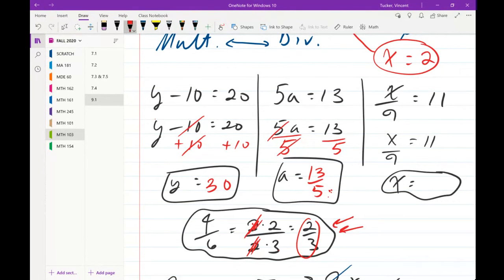So the last one like this, x divided by 9. I would multiply both sides by 9 because I'm trying to get rid of the division. And x would be equal to 99. Any questions on anything so far?